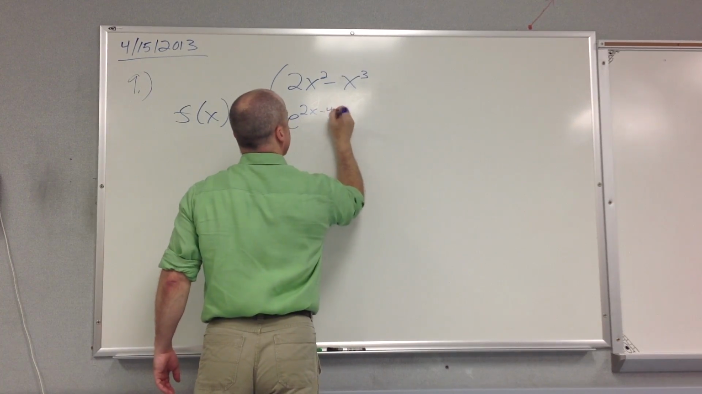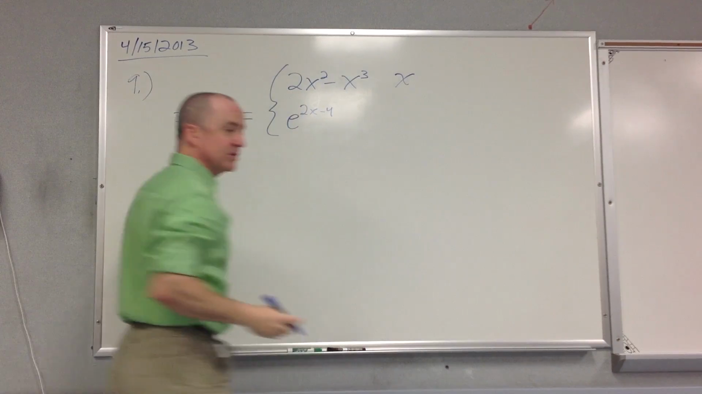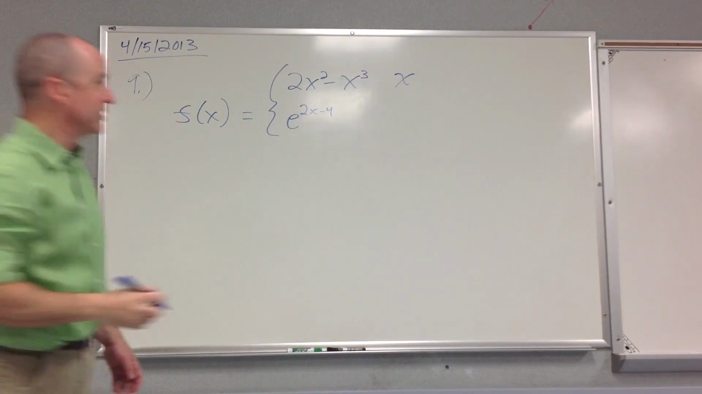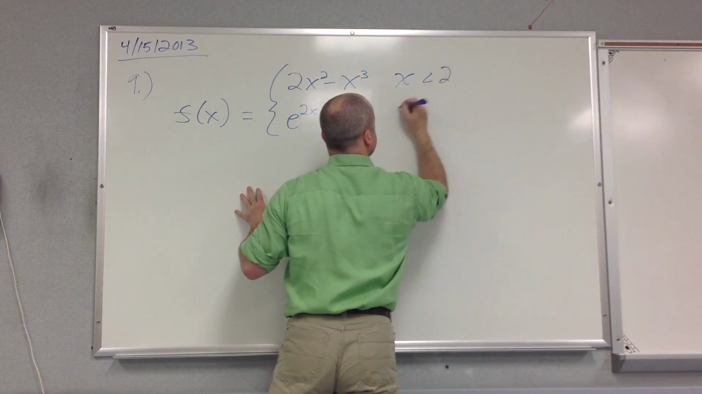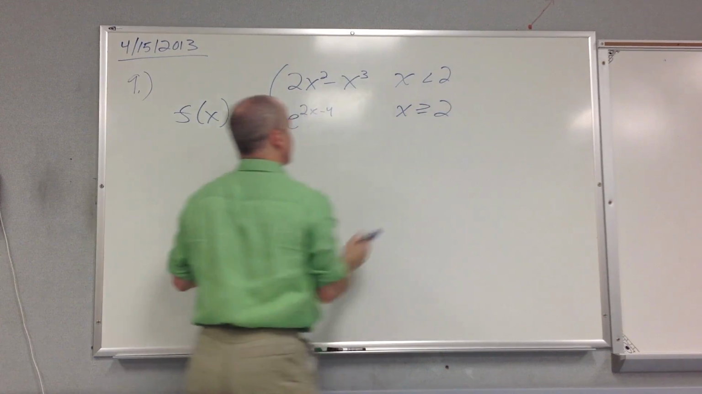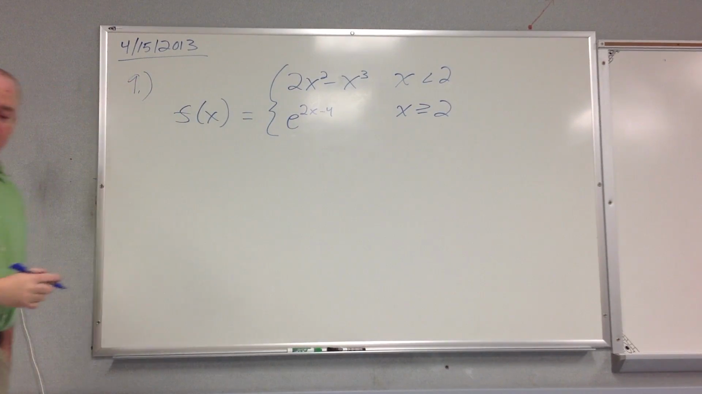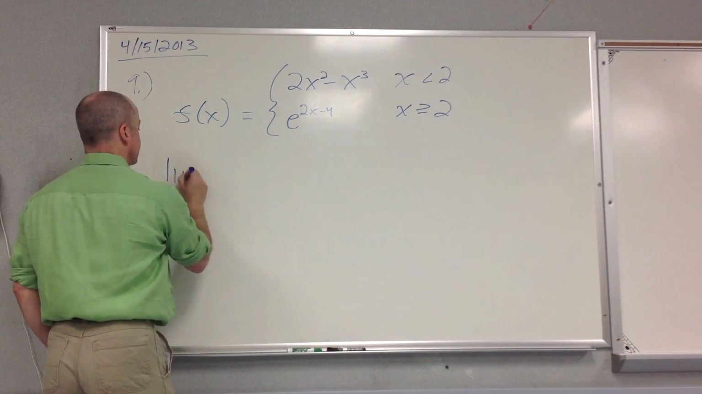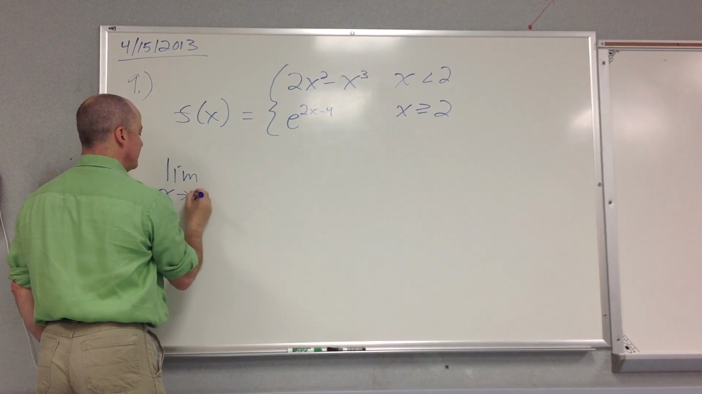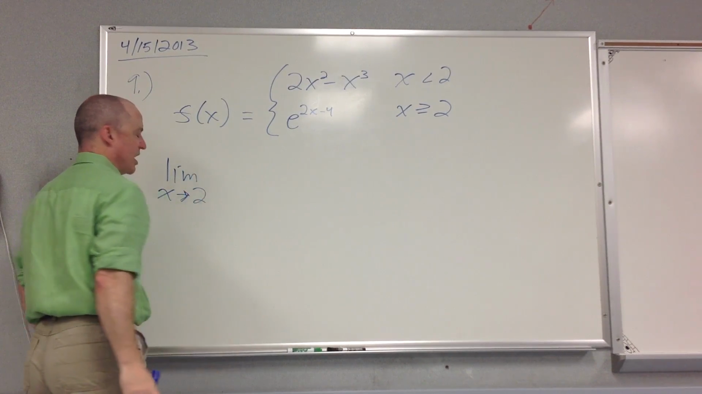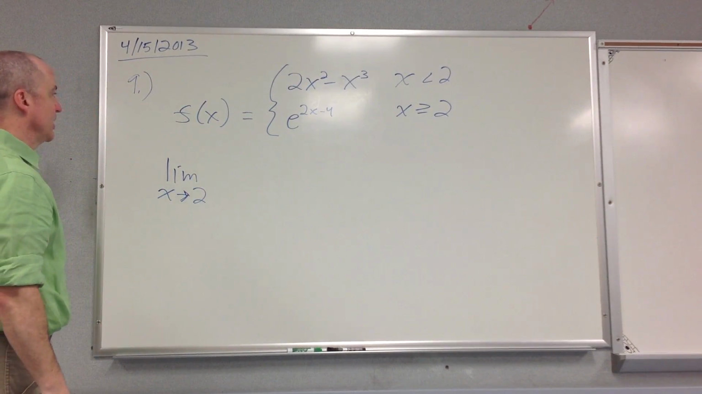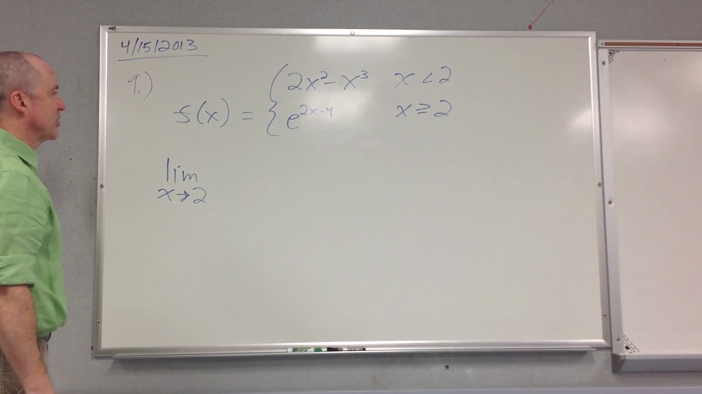Okay, and what's the boundary between them? When does it stop being one and start being the other? x is less than 2 and x is greater than 2. Okay, and the question is, what is the limit as x approaches 2? Can we derive each of them and plug in? That would be talking about differentiability rather than continuity. This is a continuity question. This is back to when we first did limits.